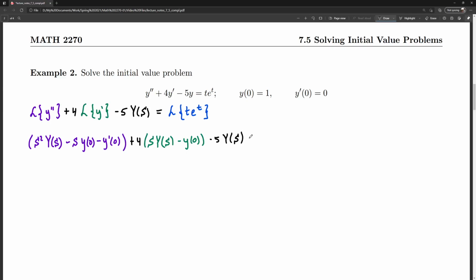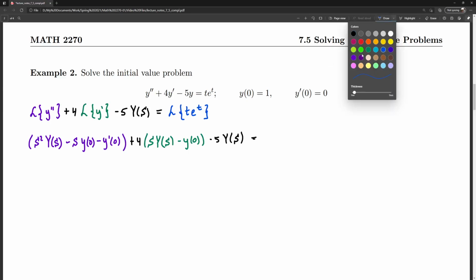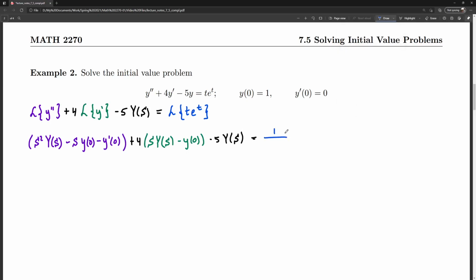And on the right-hand side, we get the Laplace transform of t times e to the power t. We have to look that up in a table. Look at the table for t to the power n times e to the power at, and you'll see that this Laplace transform is 1 factorial over s minus 1 to the power 1 plus 1. This is n plus 1, where n is the power of t.